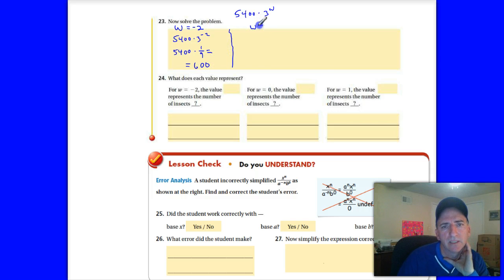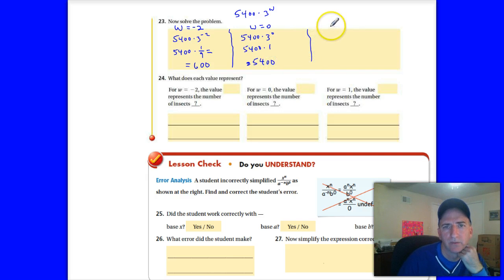If w equals 0, that would be week 0. I wonder when that is. Let's look at this. 5,400 times 3 to the 0. Well, we learned that anything to the 0 is 1, so 5,400 times 3 to the 0 equals 5,400.